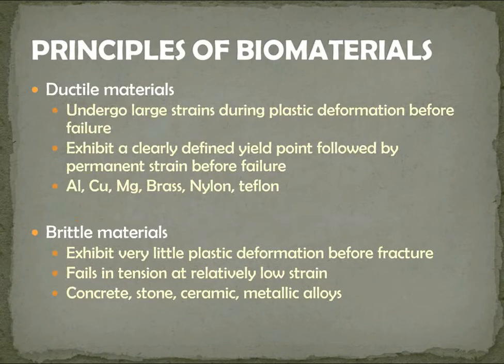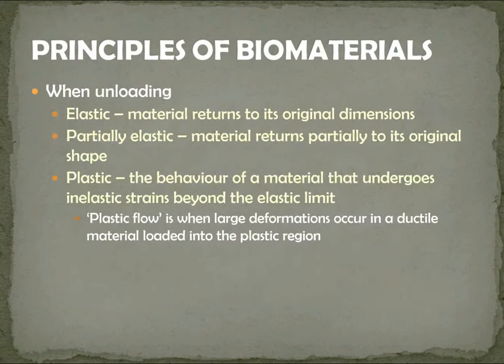And we can define materials further into ductile or brittle. And so ductile materials undergo plastic deformation before failure, but brittle materials exhibit very little plastic deformation before fracture. And so that was all with loading, but when unloading, material can be described as elastic, partially elastic, or plastic, with elastic materials returning to their original dimensions, but plastic flow being material that undergoes a plastic strain.